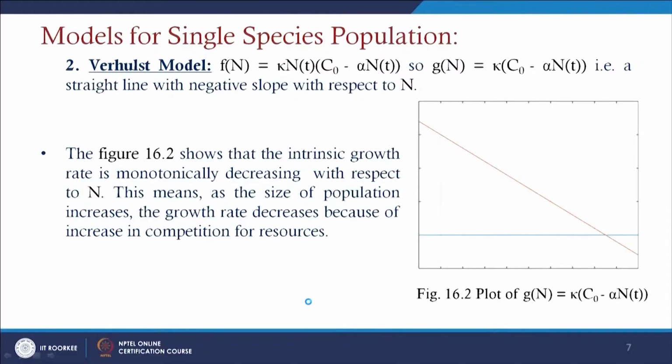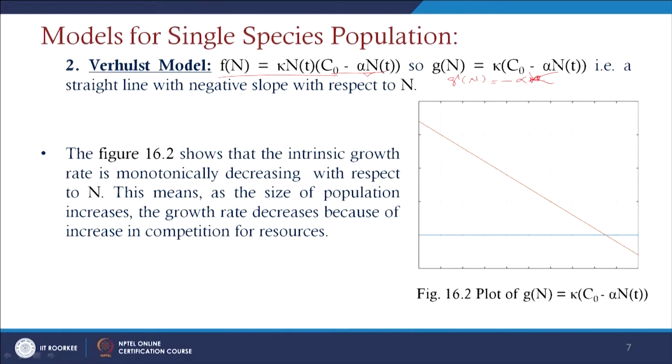So, if we consider this Verhulst model, or this nonlinear growth model, then we find that this function f of n is expressed as k n of t into c 0 minus alpha n of t. So, g n can be written here as k into c 0 minus alpha n t, since n is present here, that is a straight line with negative slope with respect to n here. If you differentiate this, that is g dash of n, that will give you minus alpha k here, minus alpha k.